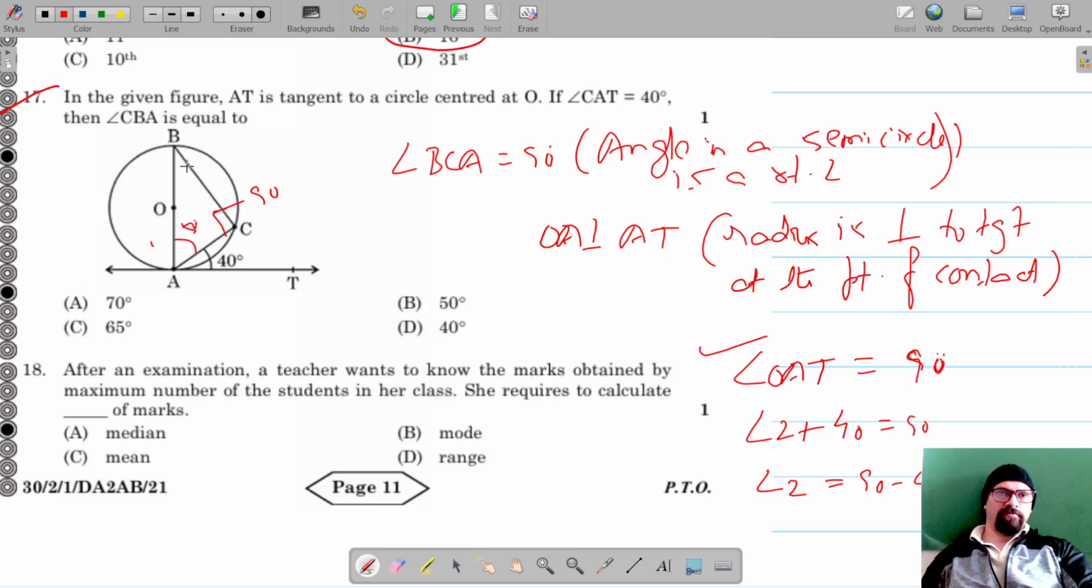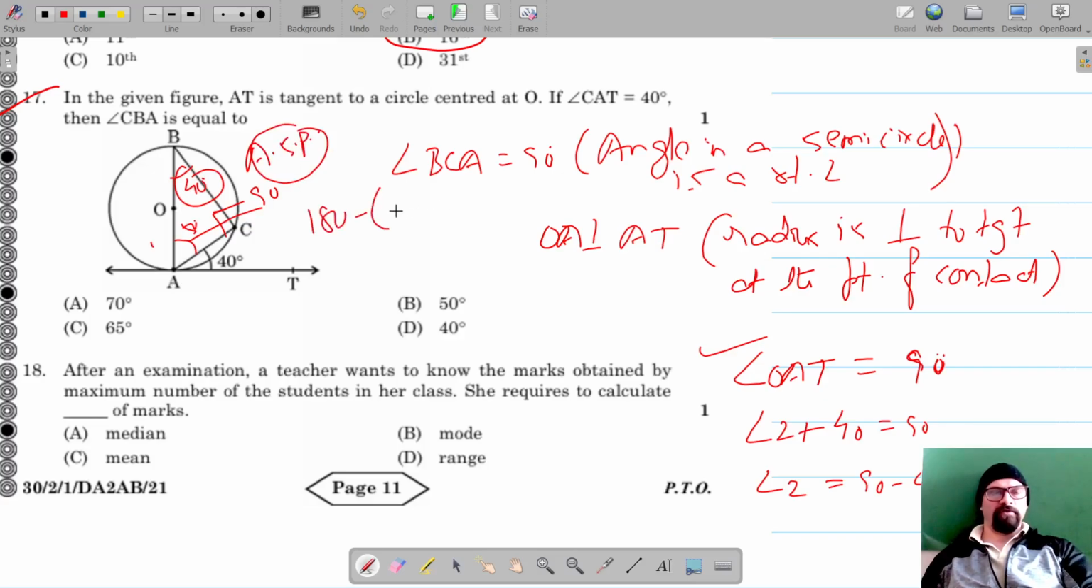And if you use the angle sum property in this triangle, 90 plus 50 is 140, and 180 minus 140 is 40. So this angle, using the angle sum property, is 180 minus (50 plus 90), so 180 minus 140 is 40 degrees. So 40 degrees is option D.